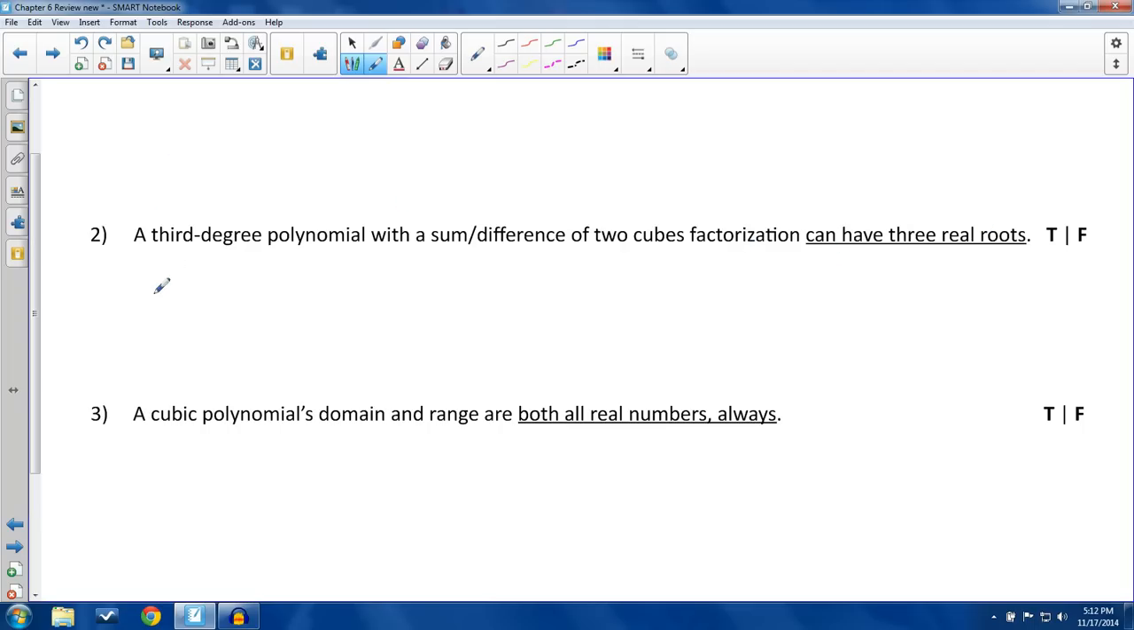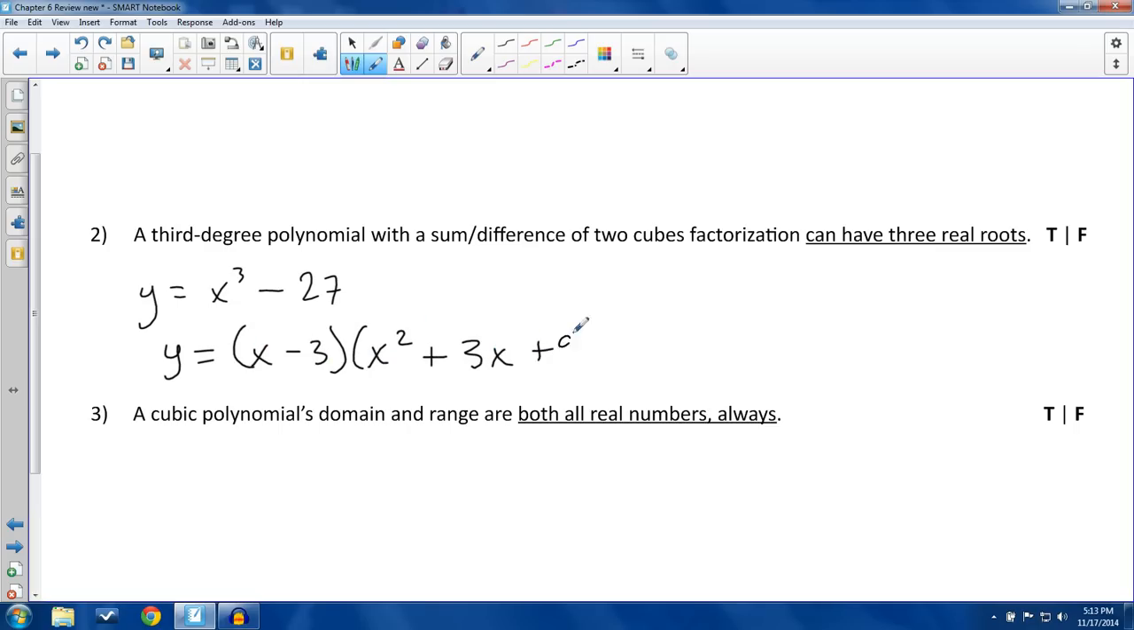What this means is if you have an equation that's a difference of two cubes, like x cubed minus 27, and you factor that, you do difference of two cubes: x minus 3, x squared plus 3x plus 9. This factors to this. Here's one of your answers, like x equals 3.